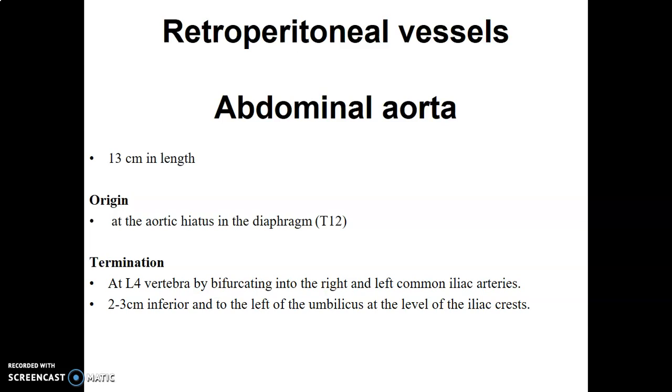So the abdominal aorta is 13 centimeters in length. Where does it begin? At the aortic hiatus. Remember, this is located at the level of T12.